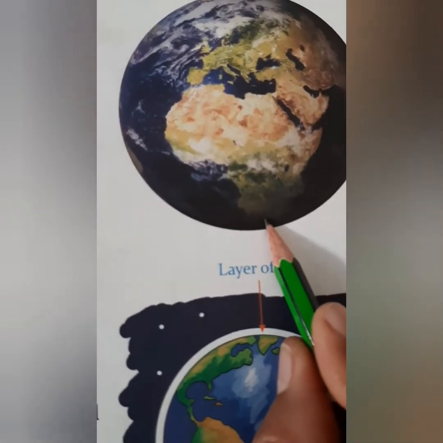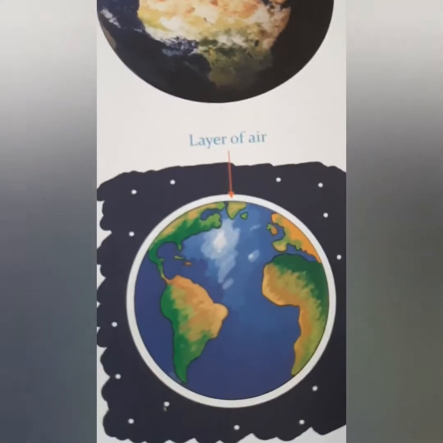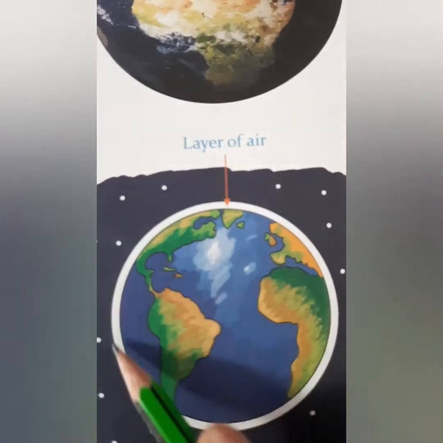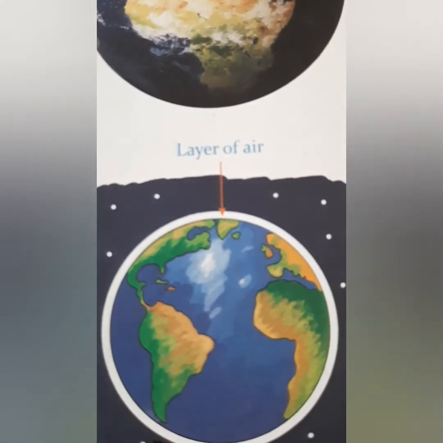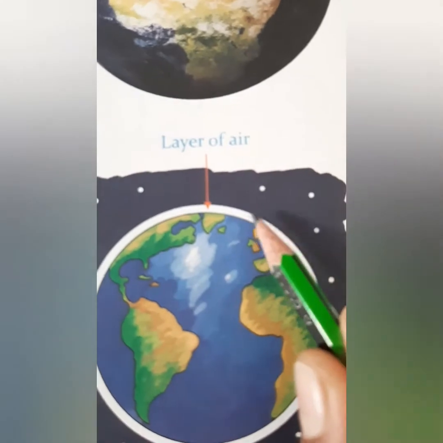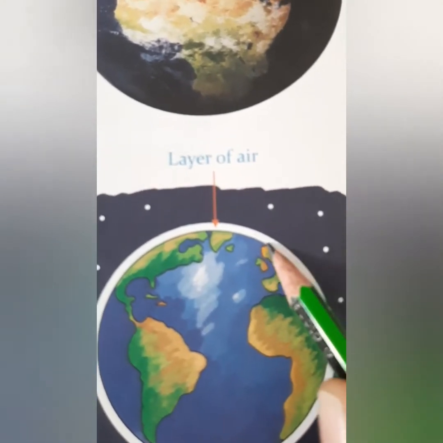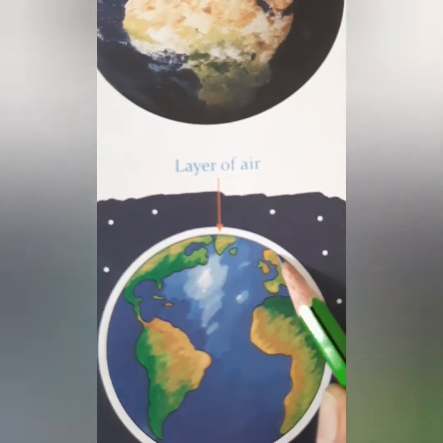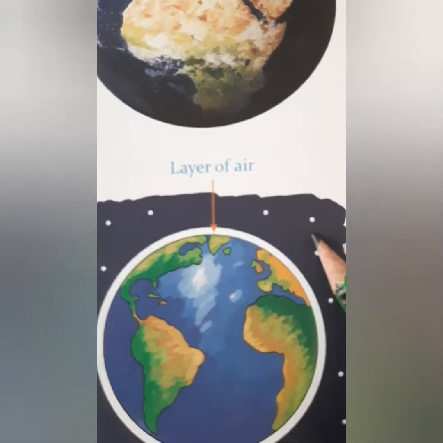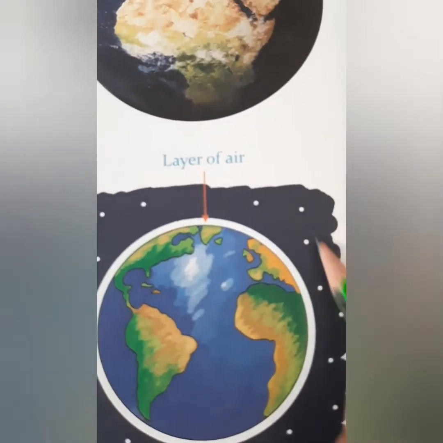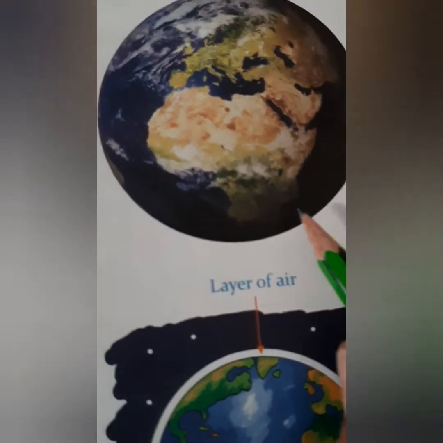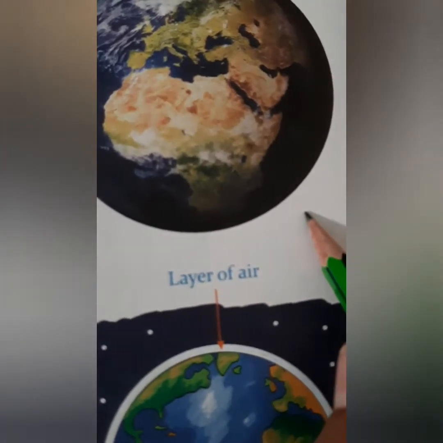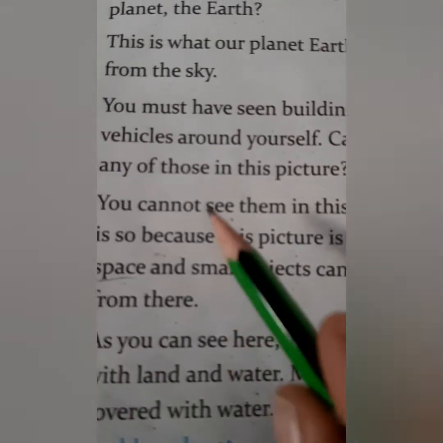And what is space? So children, let me tell you all that. Our Earth is surrounded by a layer of gases. Can you see this white layer? This is called atmosphere. And out of atmosphere is space. This is space, okay? So this picture is taken from space and small objects cannot be seen from there, okay? I guess you all have understood. Now we will read.